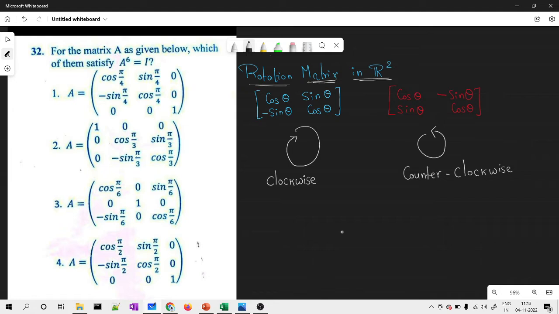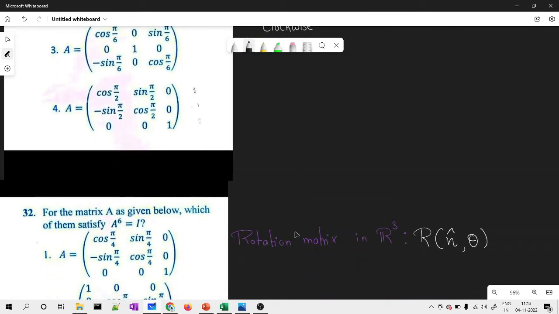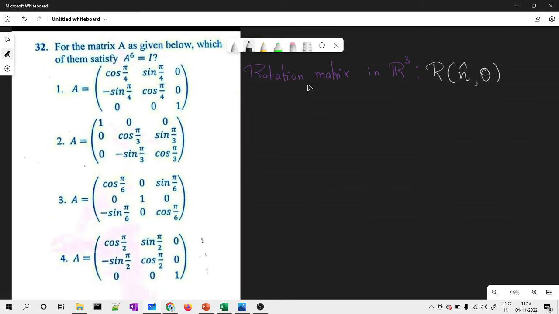Now this is in R2, but the question talks about R3, right? So we should know how the rotation matrix looks in R3. So let us talk about a rotation matrix in R3. On R2, we were rotating around the origin. We had no axis involved. But in R3, the rotation could be around any of the axes.